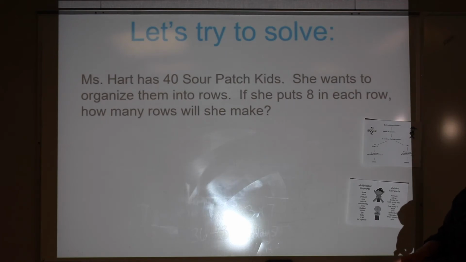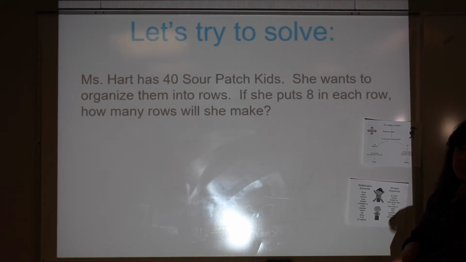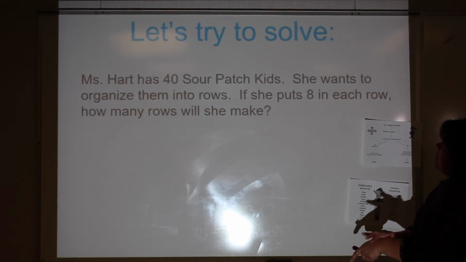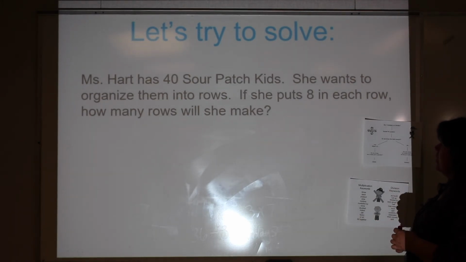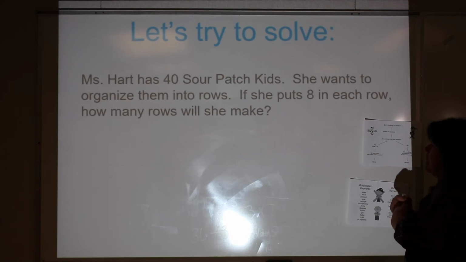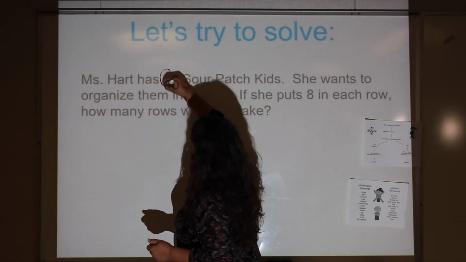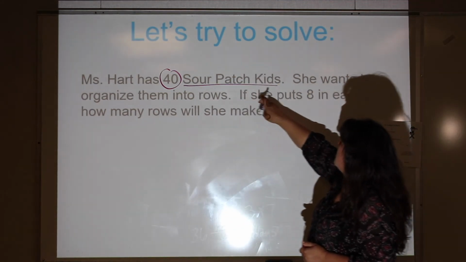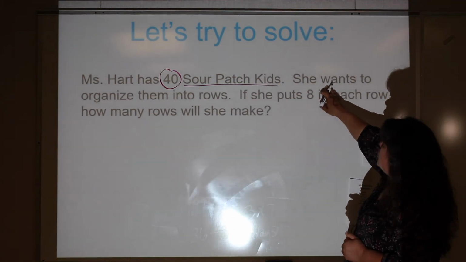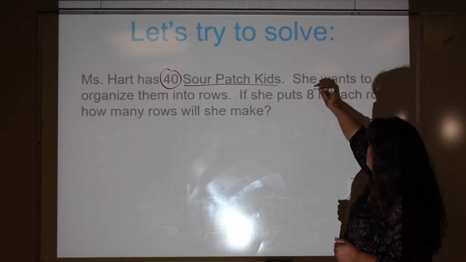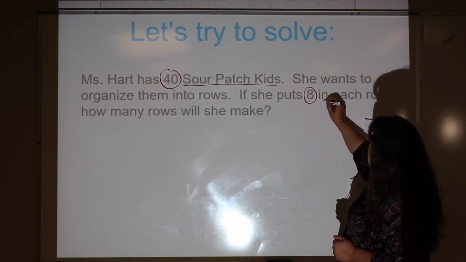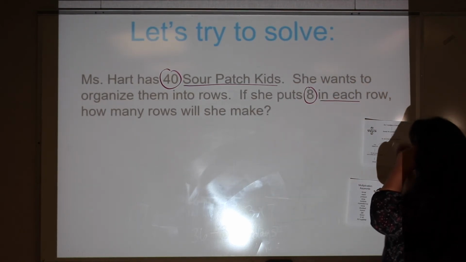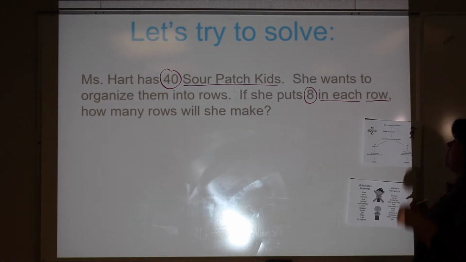Miss Hart has 40 Sour Patch Kids. Ooh, those are yummy sour candies. She wants to organize them into rows. If she puts 8 in each row, how many rows will she make? So we've got these Sour Patch Kids. Are these the candies? Maybe these are stickers. I'm not even sure now that I think about it. And she wants to organize them into rows, and she's going to put 8 in each row. These are rows, okay? So how many rows will she make?